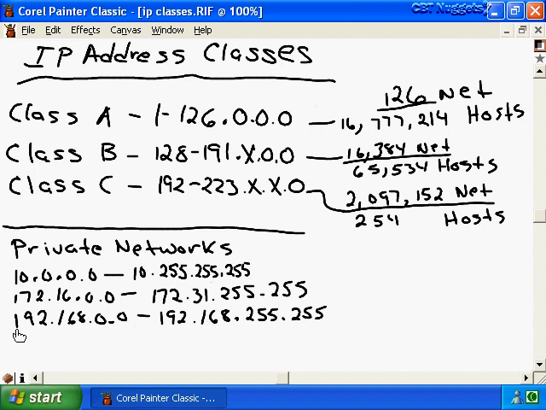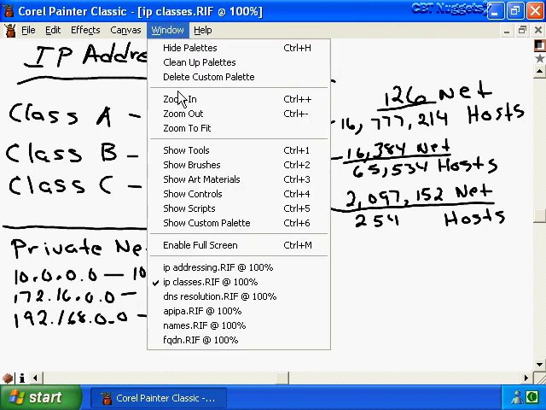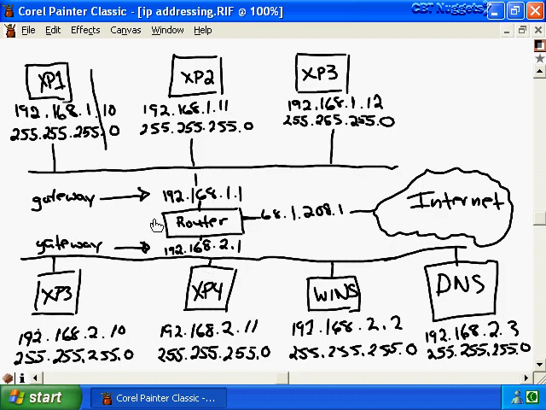So in our example, we had chosen IP addresses out of the 192.168 range. Let's go back and take a look at that. So we have the 192.168.1 network, but we also have another network represented by 192.168.2. And we can see the IP addresses that have been assigned to our computer by using a command called IP configuration, or ipconfig for short. Let's take a look at that.